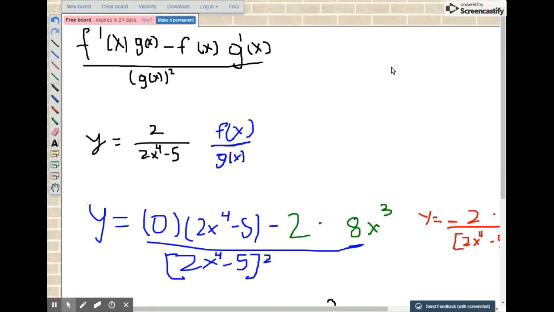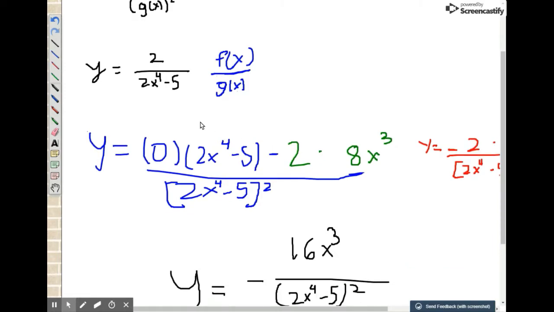Hey guys, the quotient rule is used when two functions are dividing and you want to find the derivative of it. The formula for it is f prime of x times g of x minus f of x times g prime of x, and the denominator is g of x squared. The first example is right here, 2 divided by 2x to the 4th power minus 5. The 2 could represent f of x, and the bottom could represent g of x, bottom meaning the denominator.